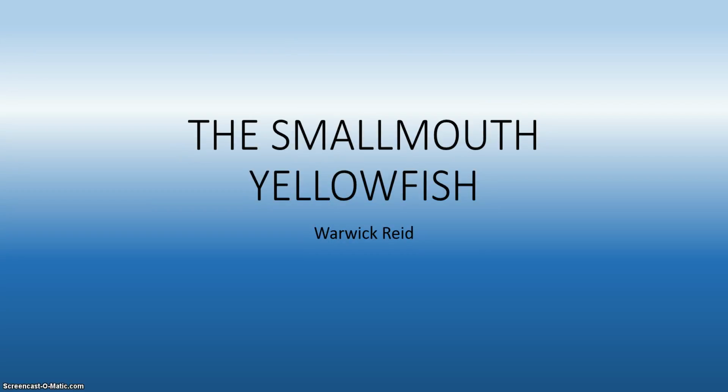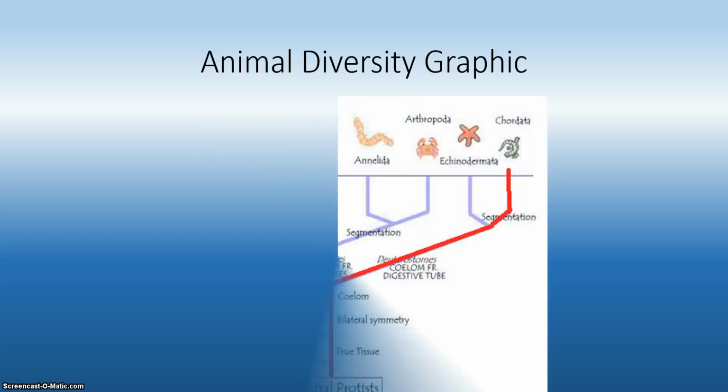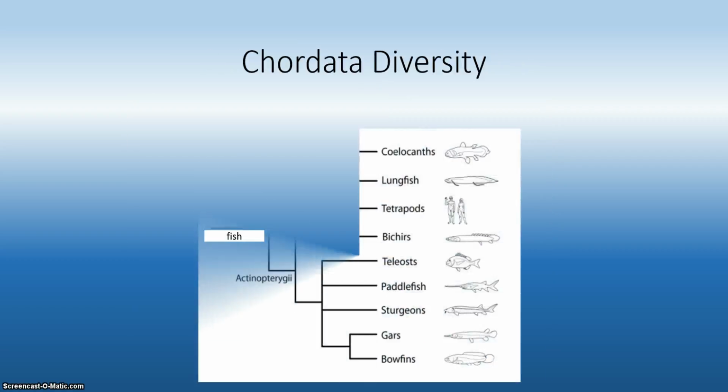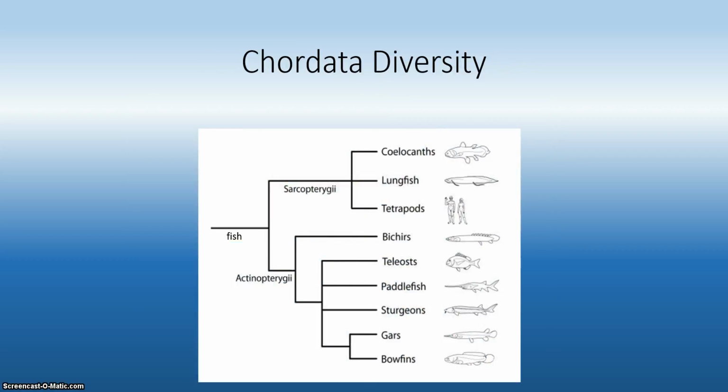The smallmouth yellowfish. This first graphic is a phylogenetic tree that, if you follow it, takes you to the phylum Chordata. The phylum Chordata is broken up into fish, amphibians, reptiles, birds, and mammals. The fish are then further separated into Sarcopterygii and Actinopterygii. My species falls under Actinopterygii.